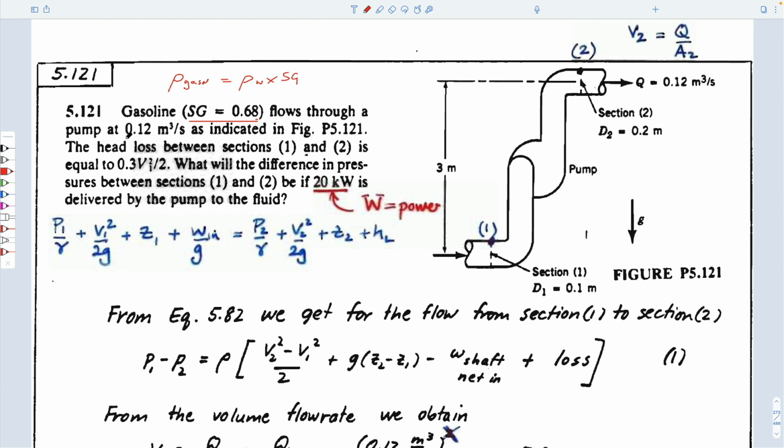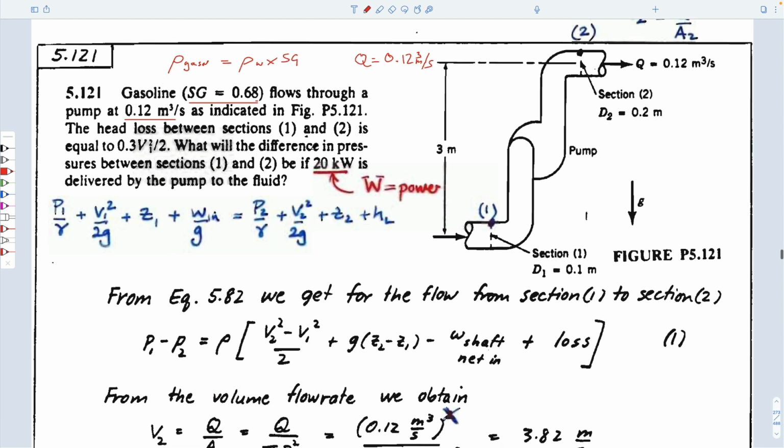Flows through the pump, goes through at a volumetric flow rate Q equal to 0.12 cubic meters per second. When I write this, is it super small for you? I can write larger if you need me. We've got a head loss here, which is equal to this. So this would be HL is equal to KL times V1 squared over 2G.